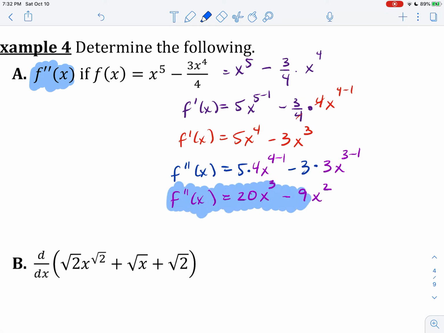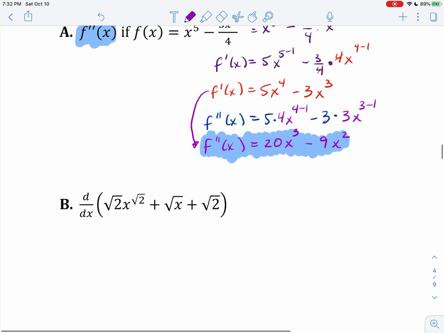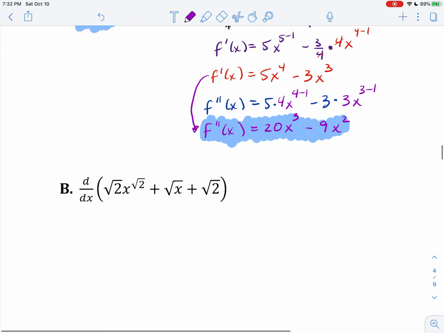Is that good? So you do want to be able to go from this step down to this step. So just get used to saying, okay, 4 times 5 is 20, and then subtract 1 from 4. 3 times 3 is 9, and then subtract 1 from 3. Good. And this one looks a little funky, but it's not.